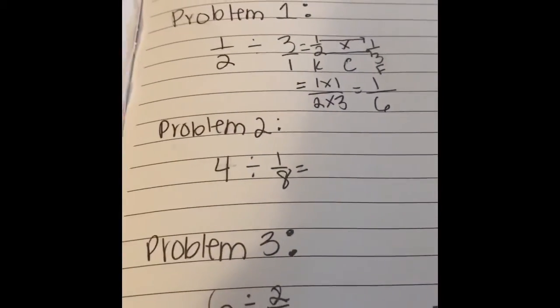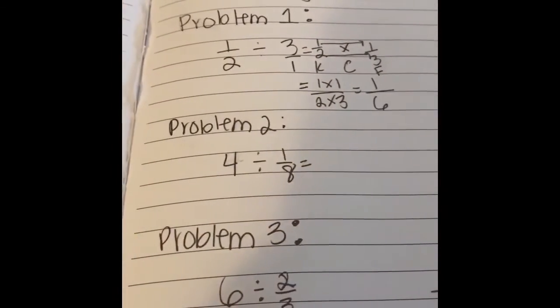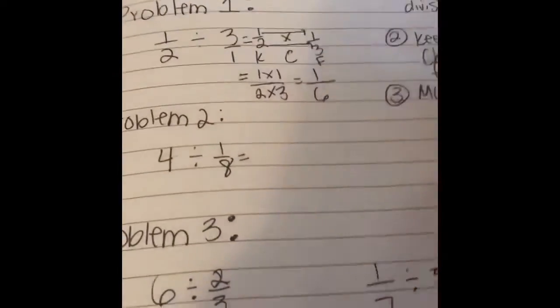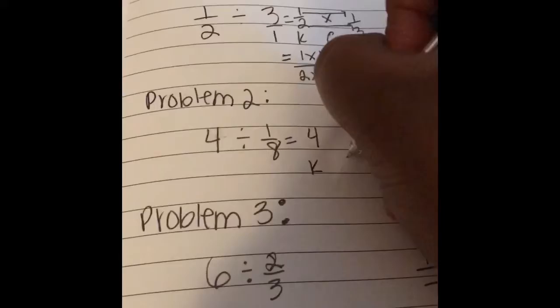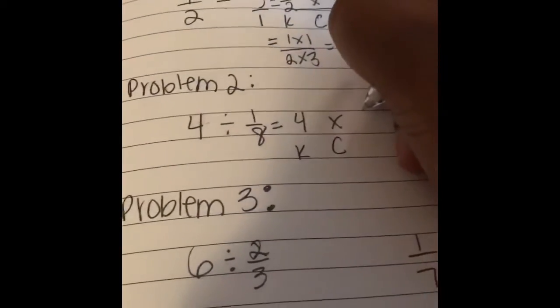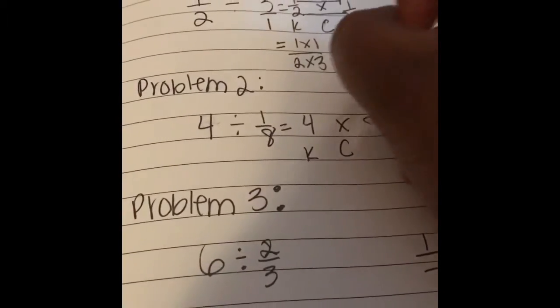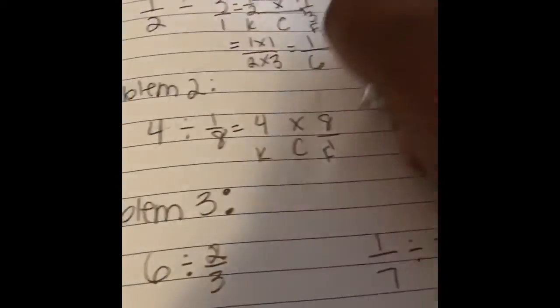All right, wonderful. Now that you are back, we're going to work it together. What you should have is 4 divided by 1/8. So we're going to keep 4, change the division to multiplication, and then we're going to flip our fraction. So we're turning it upside down. Then we should get 8/1, and that's going to be our flip.